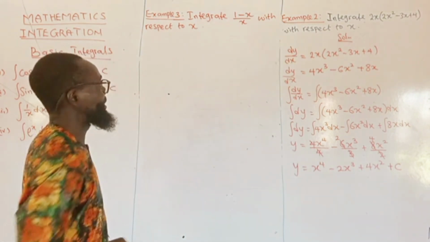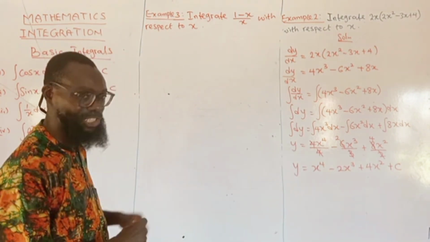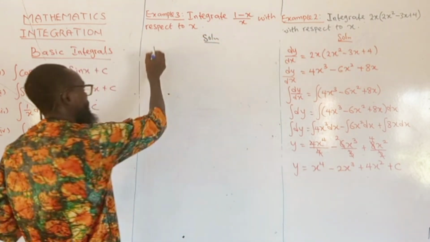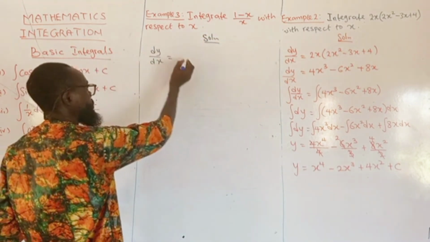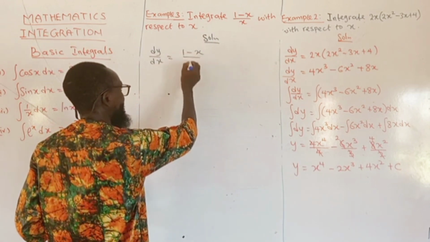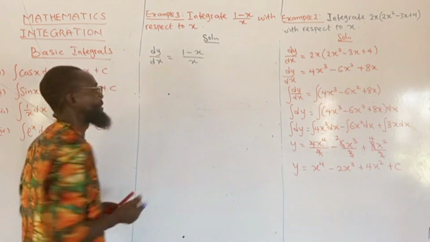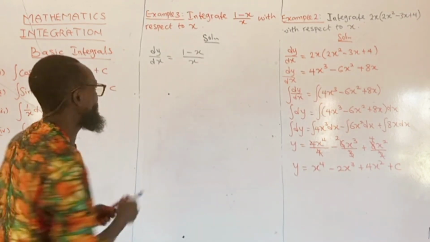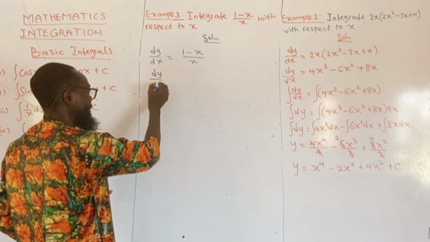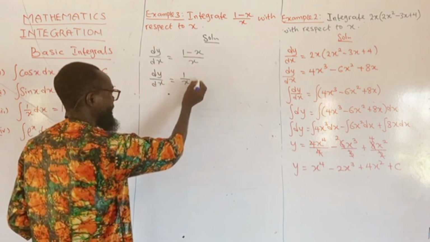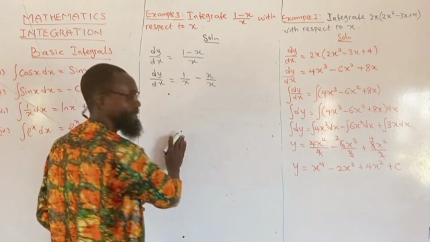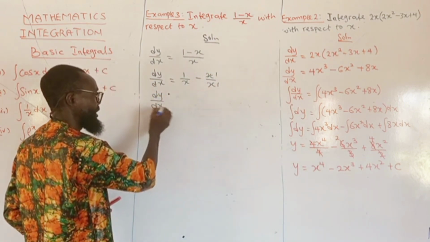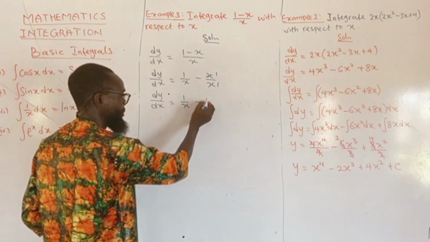Now, we want to integrate this. Don't forget it has been differentiated already. dy/dx is equal to (1 minus x) over x. This one as it is, I can reframe to give dy/dx equals 1 over x minus x over x. Then x over x is 1. So dy/dx, we have 1 over x minus 1.